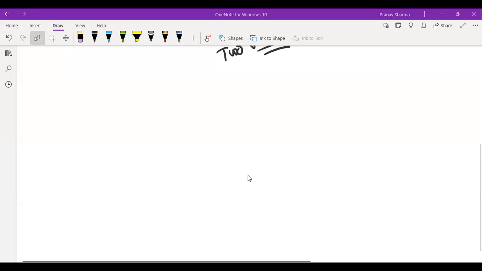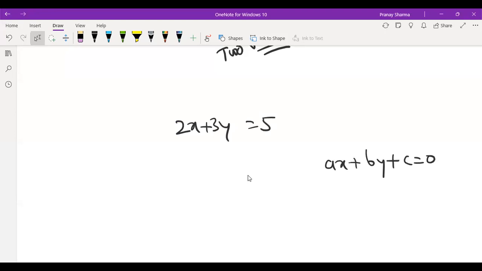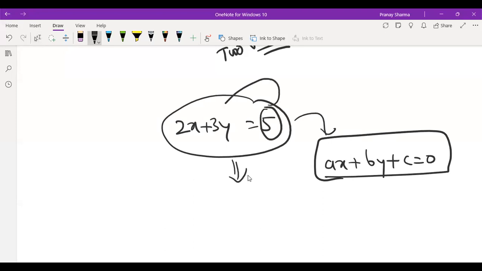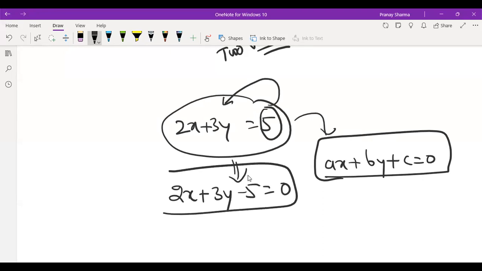Now suppose we are given an equation like this, 2x plus 3y equals 5. Usually the standard form is like this, ax plus by plus c equals 0. Although this particular equation is not in this form, how do we convert it? We need to shift the RHS to the LHS. Whenever we perform a transposition, we change the sign. So plus 5 will become negative 5. Now this is the standard form. It is at par with this particular form.